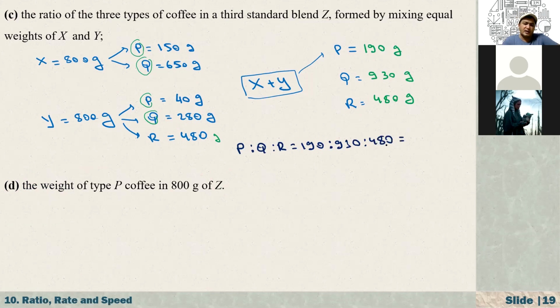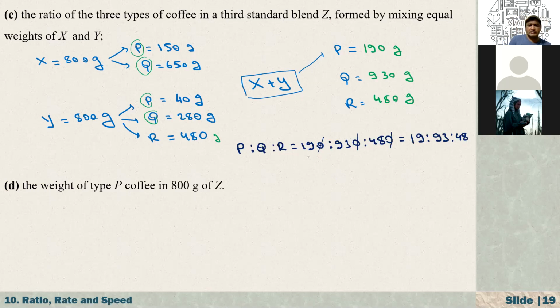And we had better always leave our answer in the simplest form. As you see here, all numbers are multiples of 10. I can just cancel out the zeros, and 19 is a prime number, so we have nothing to do. So the answer is 19 to 93 to 48. That is the ratio of the types P, Q, R in the mixture, or in the new blend X plus Y.